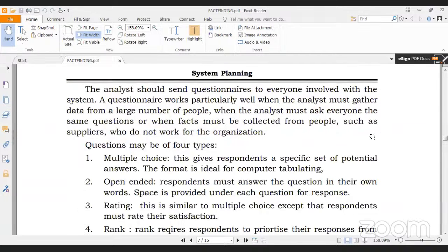So there are different ways of asking the questions. Questions will be asked in 4 ways. That is one, the MCQ, multiple choice question. So you will ask the question, you will give 4 answers, out of which one option will be selected by the customer, by the stakeholder.